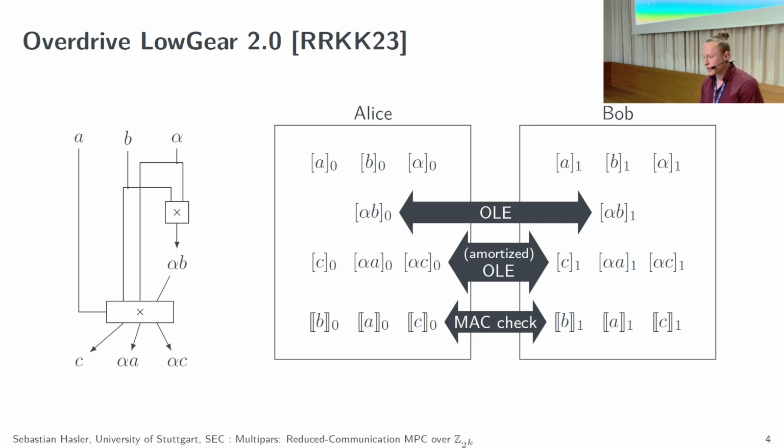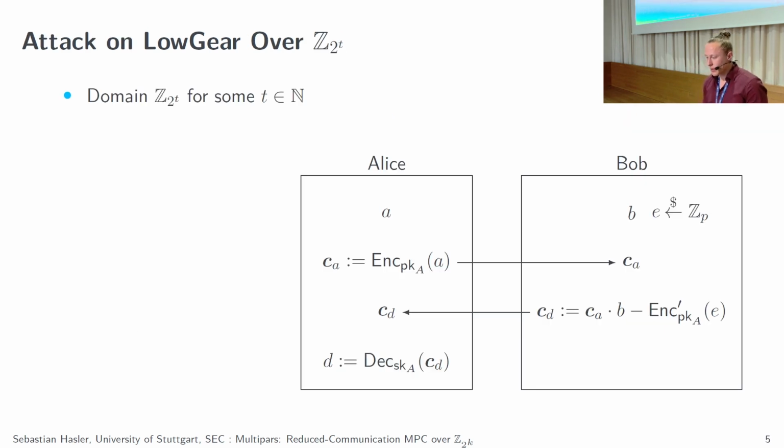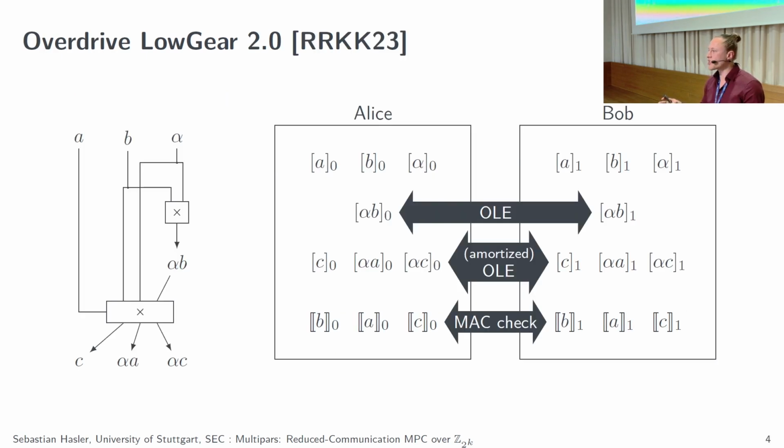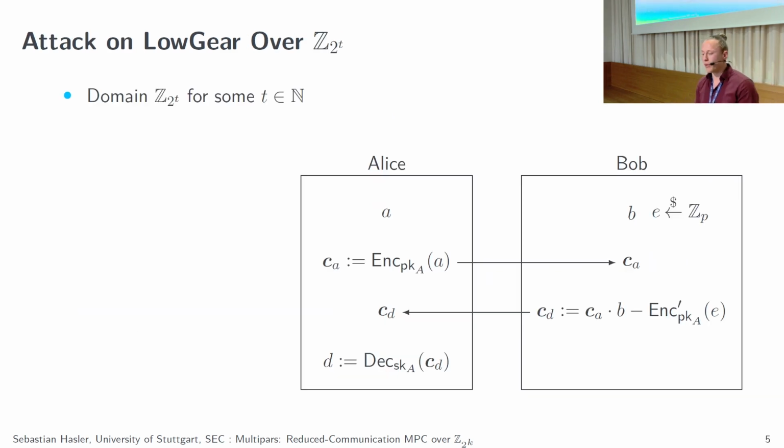Okay, so this protocol was in the domain Z_p, so a finite field for some prime number p. What if we now try to extend this to Z_2^k? So now we are over a ring. Now the problem is, in the ring we have zero divisors. We have non-trivial zero divisors. And this will be a problem.